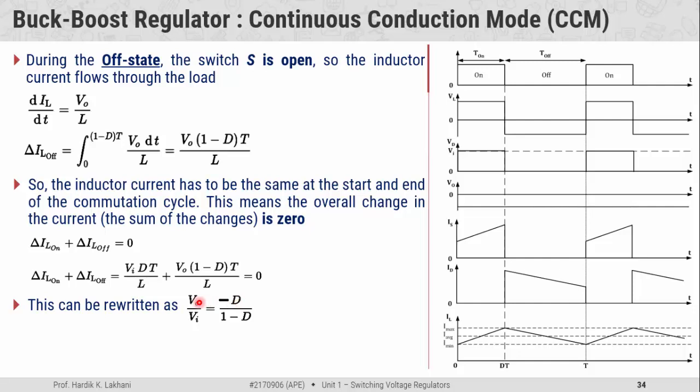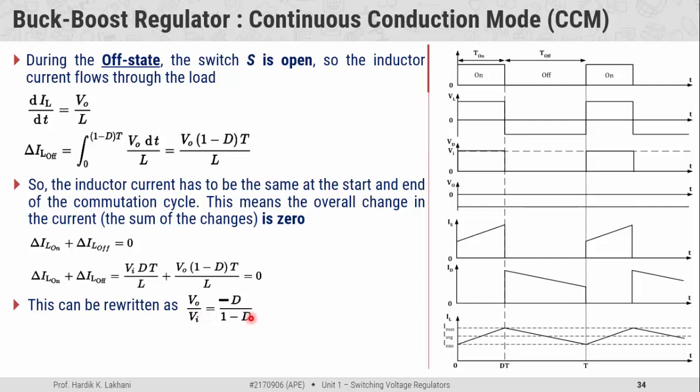And the output voltage has the opposite polarity to the input voltage. That is because the direction of the current in mode 2 is anti-clockwise. So in the buck boost regulator, we always get the output voltage with the opposite polarity compared to the input voltage.